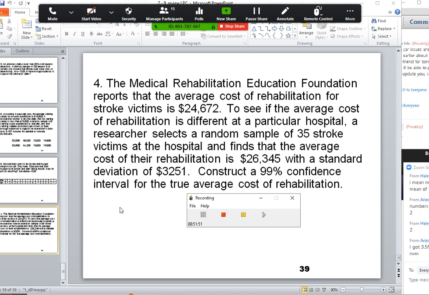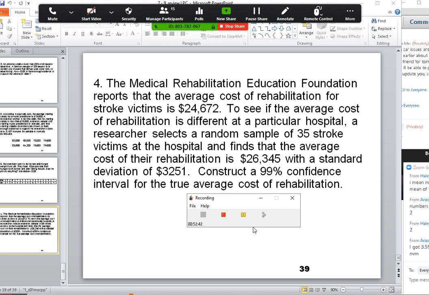So for a confidence interval problem, I'll expect you to do the following. I'll expect you to find the best point estimate. Right, so find your best point estimate. I'll also expect you to find your margin of error, E, and then find your confidence interval itself. So go ahead and work on those items.